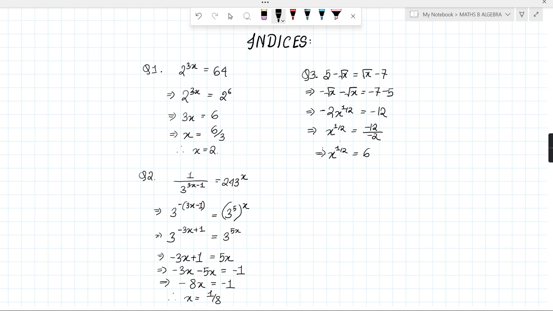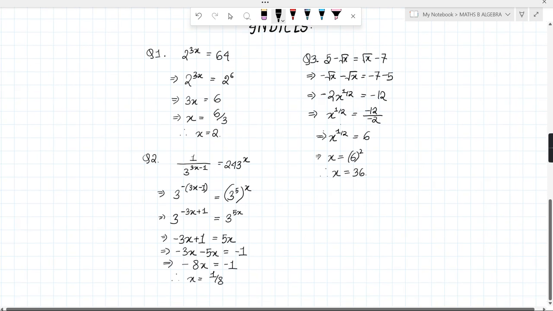And now if you move this entire half power to the right hand side, whenever you are shifting half to the right hand side, it becomes square. So the value for x would look like 6 square, and finally the value for x is going to be 36. Right, so that's how you solve all the indices maths. I hope the indices type of maths were clear enough.